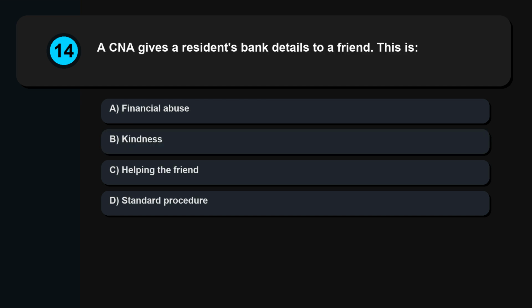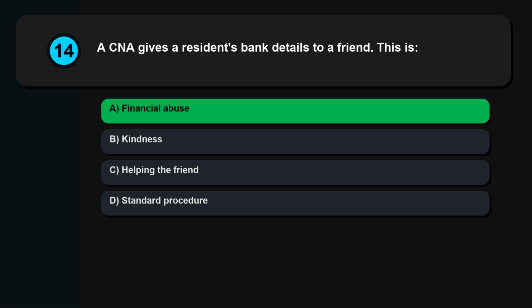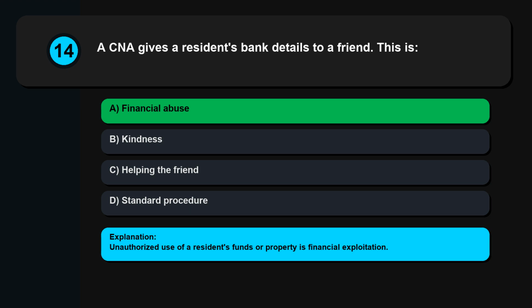Question 14. A CNA gives a resident's bank details to a friend. This is financial abuse, kindness, helping the friend, standard procedure. Unauthorized use of a resident's funds or property is financial exploitation.